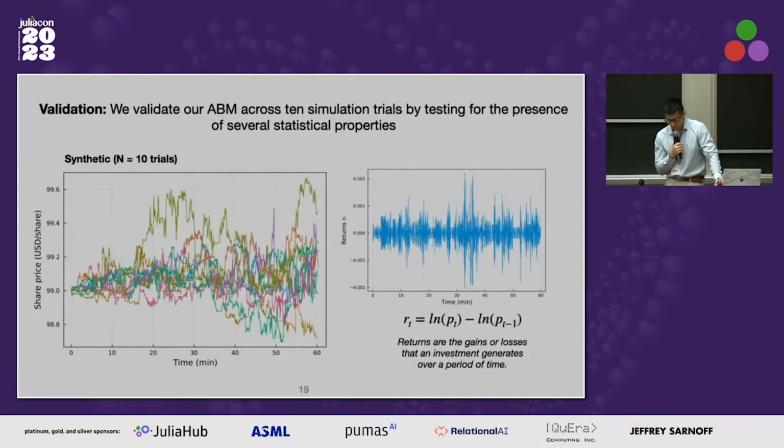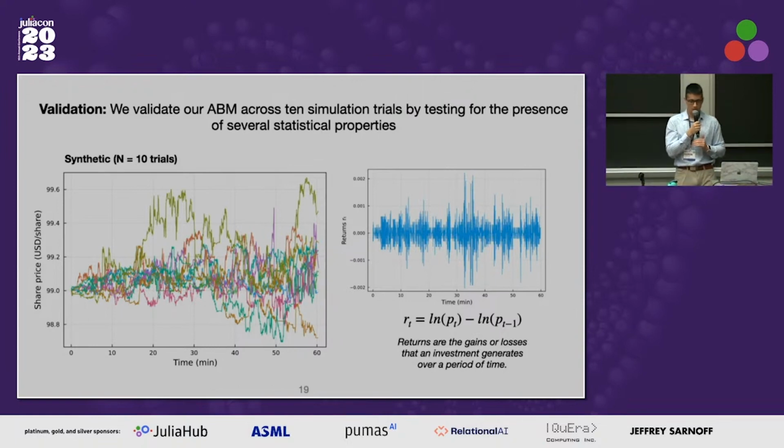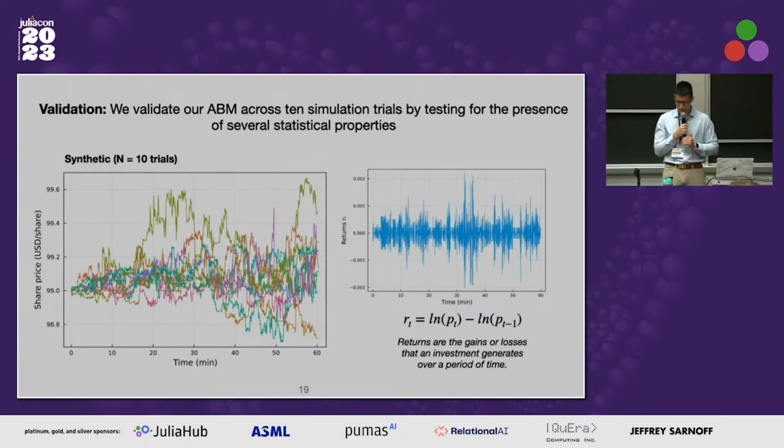So let's talk about the validation, these stylized facts. All these facts will run across 10 different trials of the synthetic price series, and all the results are consistent across these 10 trials. A lot of these stylized facts will take as an input a return series. Returns, we can just think of maybe as normalizing the data in a sense, and pretty simple, right? Just return on investment, the gains and losses an investment generates over a period of time.